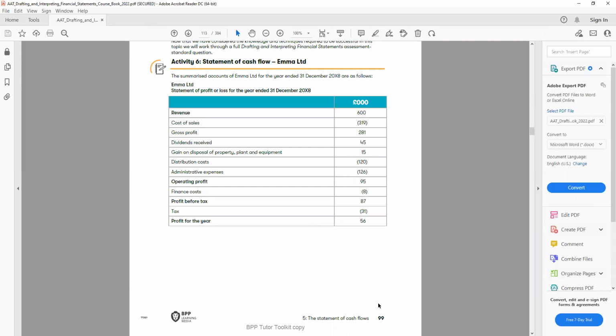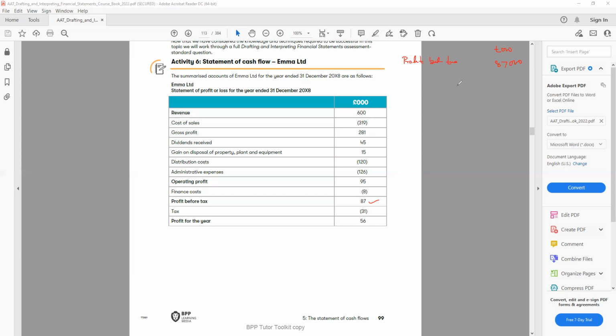We're going to prepare it in the corner so that we can see the question and do it at the same time. So let's start with our profit before tax. Profit before tax, we have 87. We start with 87. Remember, you just need to learn the indirect method. You don't have to know the direct method because the direct method will not be in the exam.